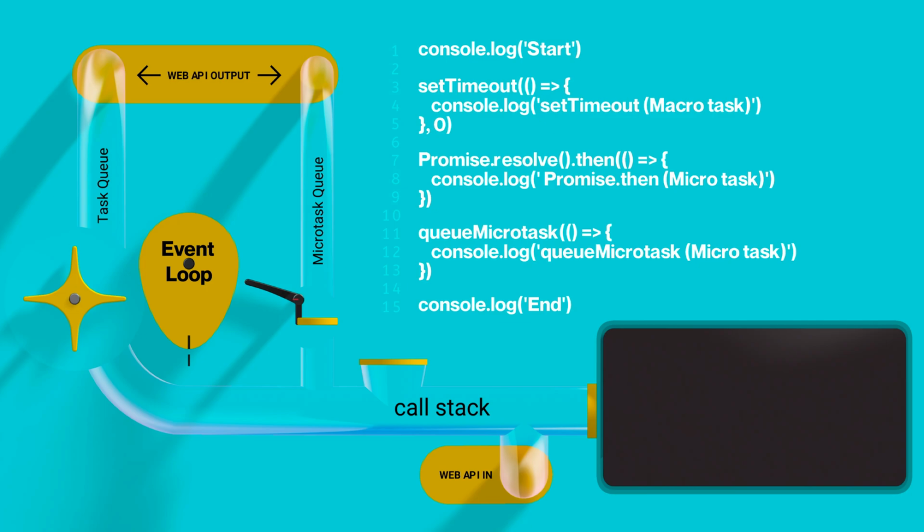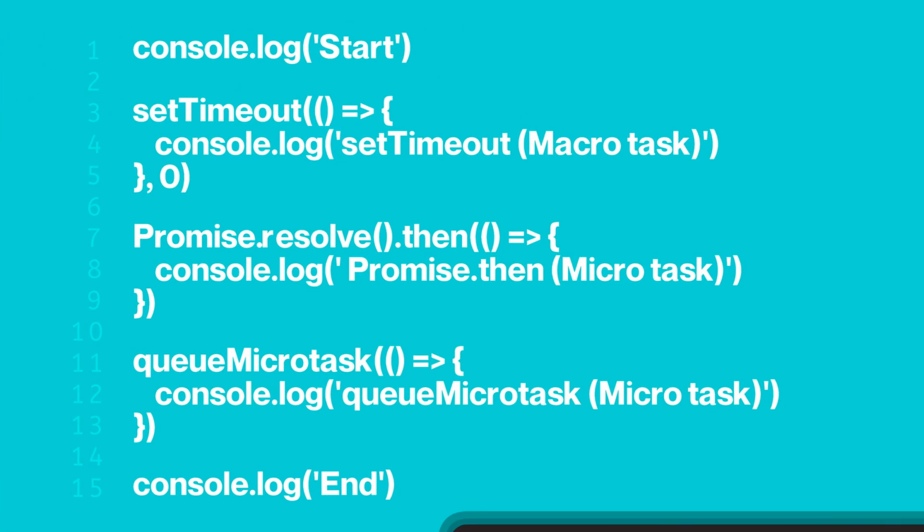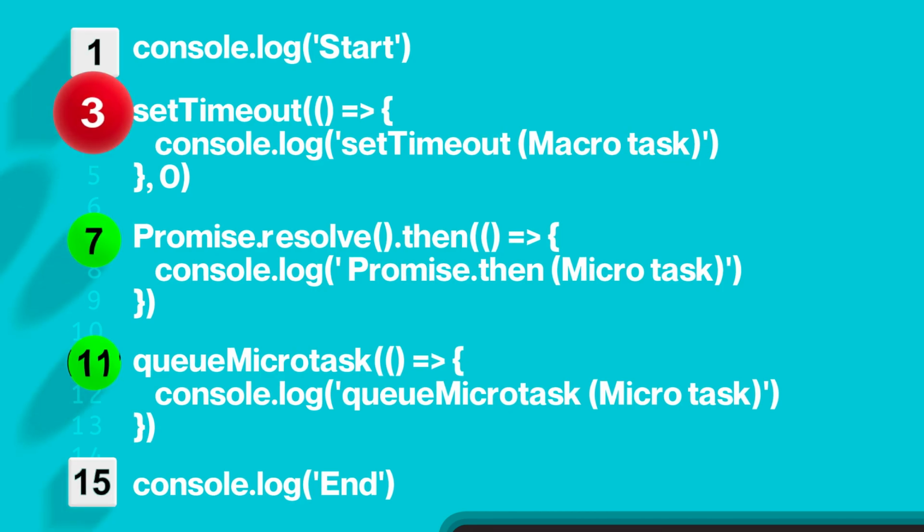For a clear explanation, we will use this event loop model. Let's take a closer look at it. So, in our example, we have code consisting of synchronous code, lines 1 and 15, one macrotask, line 3, and two microtasks, lines 7 and 11. The macrotask is represented by a large red ball. The microtasks are shown as two smaller green balls, and the synchronous code is represented by white cubes.